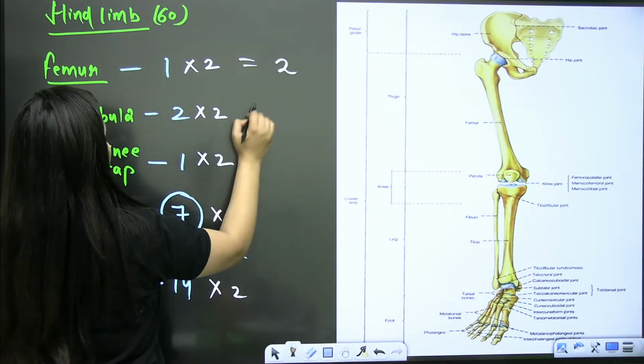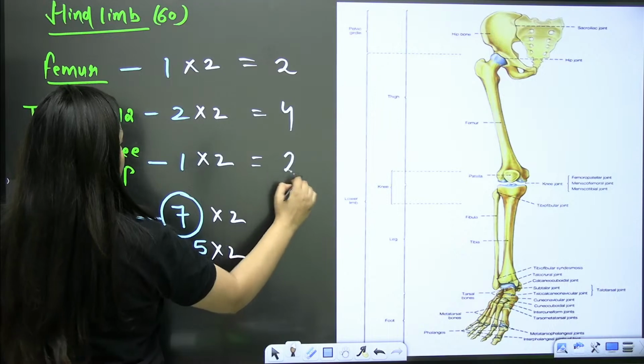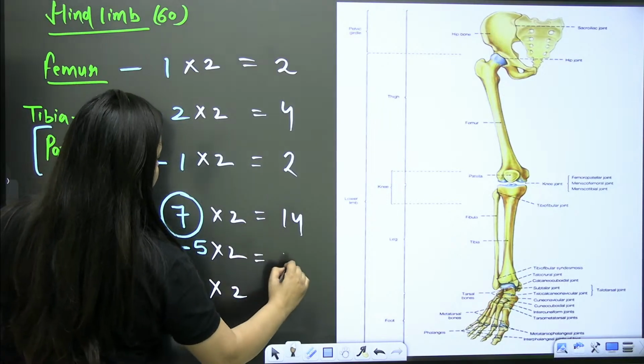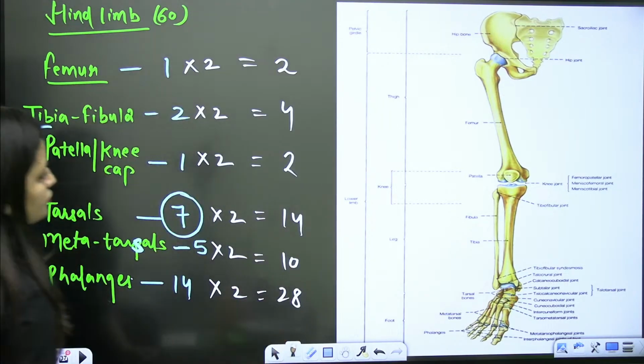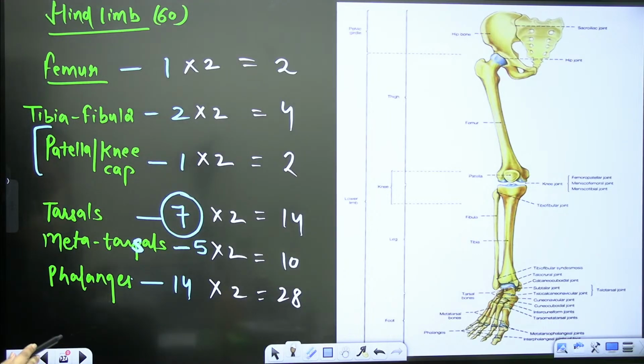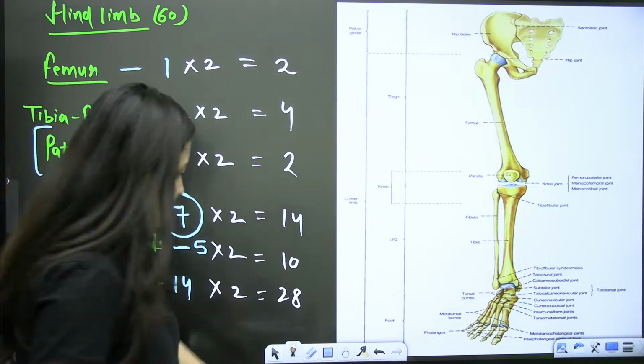So 2, 4, 2, 14, 10 and again 28. So 38, 50, done, 60 total, right? 60. So just see this.